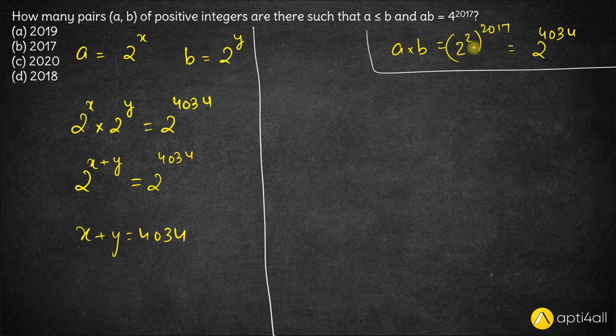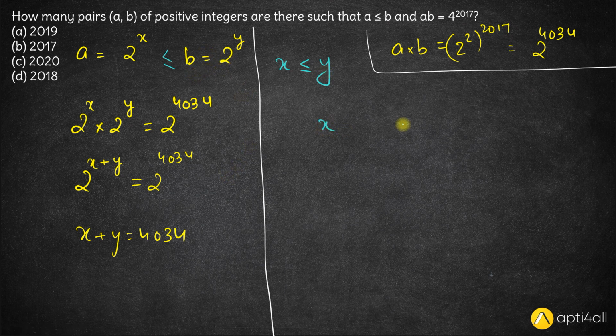Also we know that A is less than or equal to B. So if 2 to the power x is less than or equal to B, it also means that x should be less than or equal to y. Since A and B are integers, x and y will have to be integers, right? And since A is less than or equal to B, x will also be less than or equal to y. Fine. So if x plus y is 4034 and x is less than or equal to y, what are the possible values that x can take?